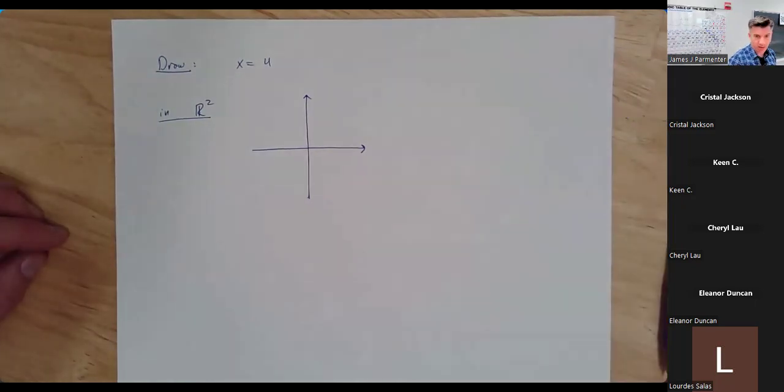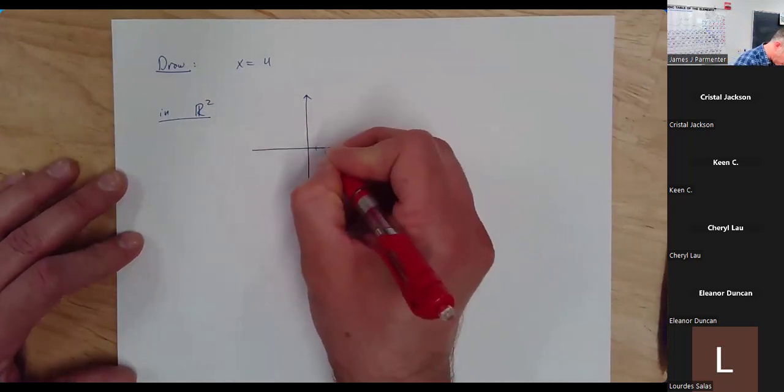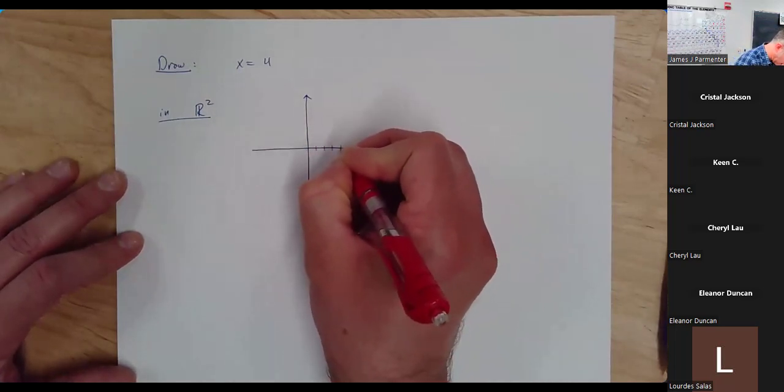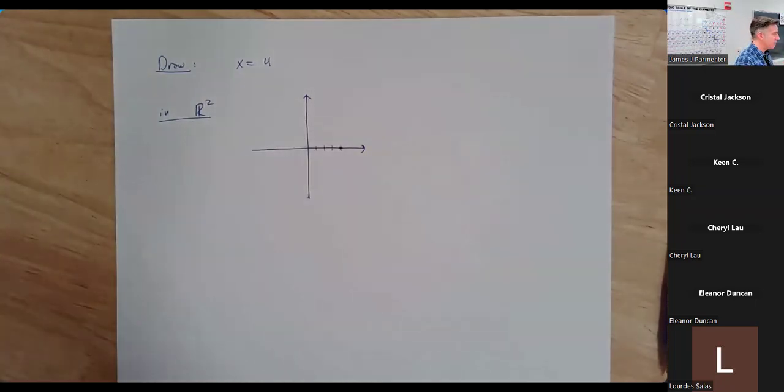Now, here's what I want you to think about. When I'm drawing x equal to 4 into R2, I'm thinking about going over to the point where x is 4 and y is 0. And then I kind of just think of extending that in the free direction. So x equals 4. What variable in two dimensions is missing from that equation?